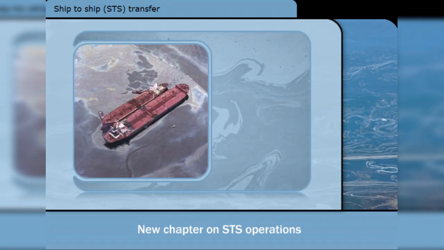A new chapter has been added to Annex 1 to regulate the increasing use of STS operations. Oil tankers involved in STS operations have to carry an approved plan describing how to conduct STS operations. A qualified person should be in overall advisory control of STS operations.